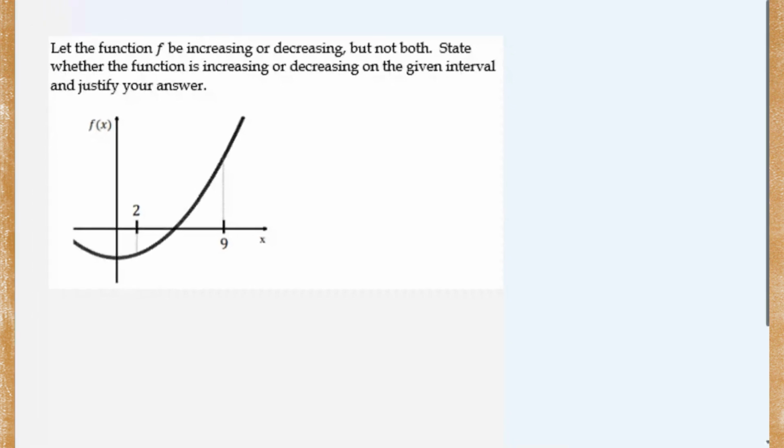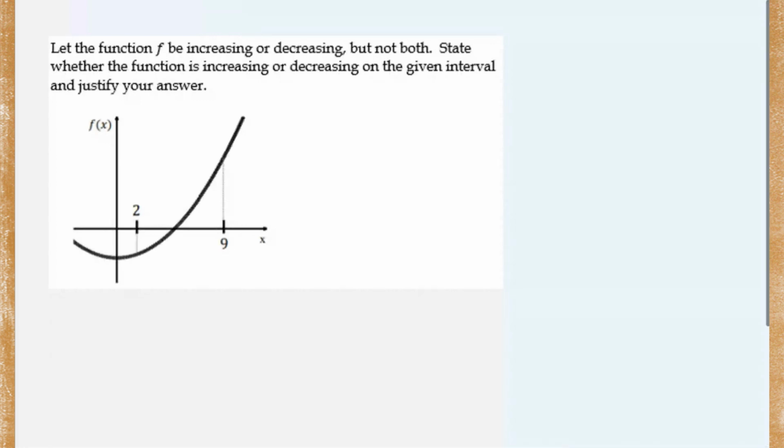Today we're going to be going over change in tandem with an example with a graph. Remember, change in tandem describes how two different variables are going to change together. So for our function f that we're given as a graph, it's going to be increasing or decreasing, but not both. We want to be able to explain why.